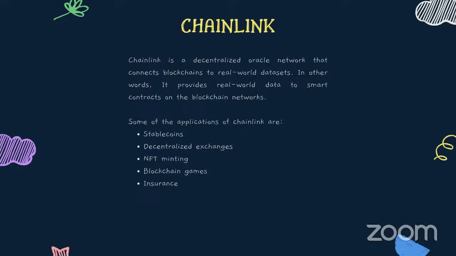Decentralized exchanges too can use Chainlink in their smart contracts. They can generate randomness using the Chainlink VRF. Also NFT minting, you can use it for generating some random token or data for the NFTs that you are minting. It can also be used in blockchain games. It can also be used in insurance, like some decentralized insurance platforms.